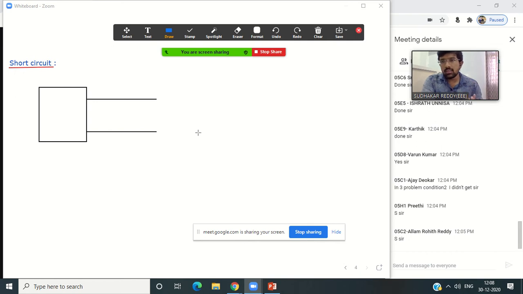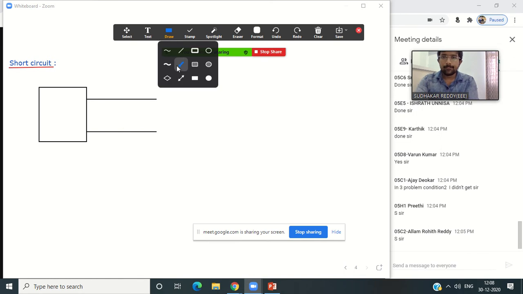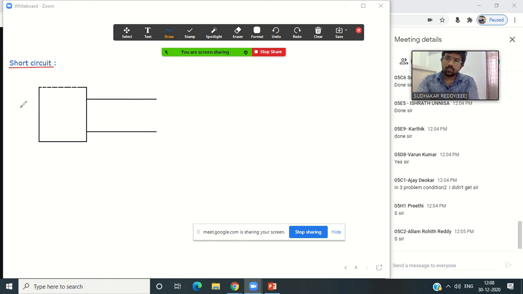Now my question is, why do we get a fire accident when there occurs a short circuit? Can anyone respond? Exactly what is happening when there occurs a short circuit? Have you observed any short circuit situations? Overheat is produced, sir. Why do we get overheat when there occurs a short circuit?